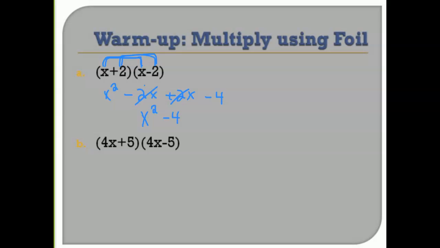We're going to do the same thing in the next example. So 4 times 4 is 16. X times x is x squared. Then you do outer, 4 times negative 5, so you have negative 20x. Inner is positive 20x. And last gives you 5 times negative 5, or negative 25. Once again, your middle terms cancel, leaving you with 16x squared minus 25.